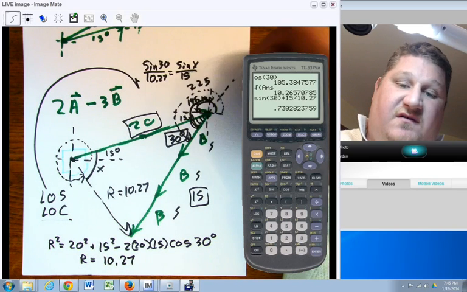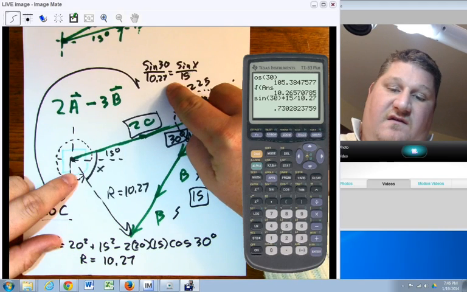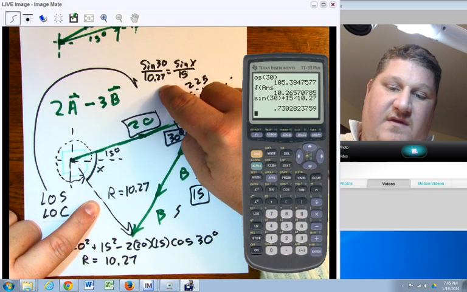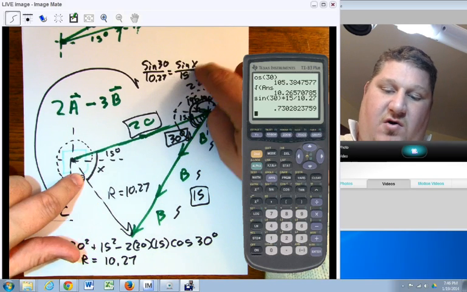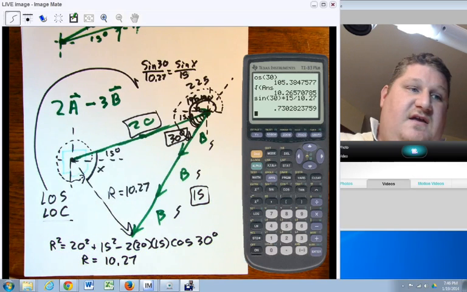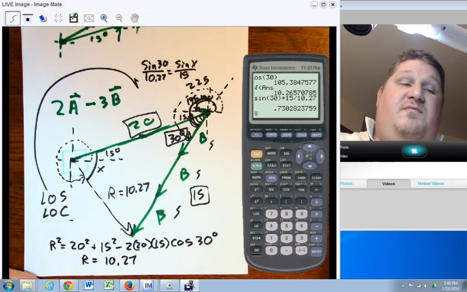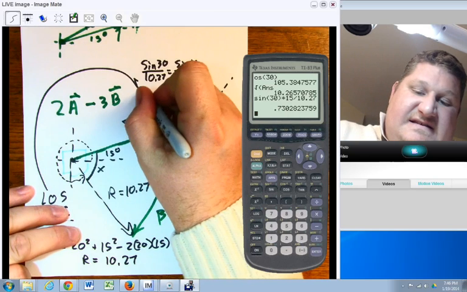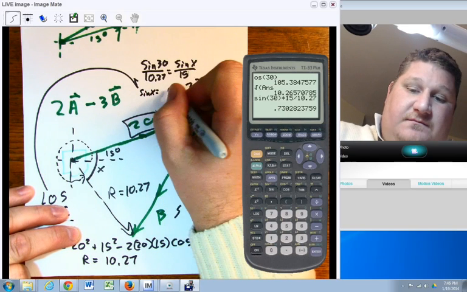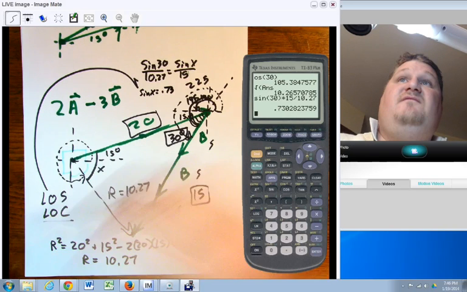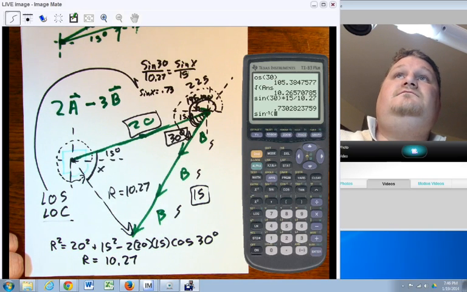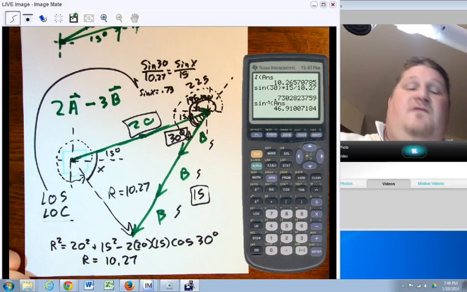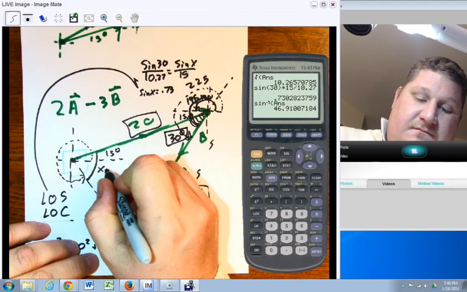Alright, again through the magic of television, I have a law of sines set up such that I have the sine of 30 over the opposite side, 10.27, equals the sine of x, which I don't know, over 15. By plugging it into the calculator, I come up with 0.73. Now the 0.73 is what sine of x equals. I need to use the inverse sine to find the actual answer. The answer is 47 degrees.